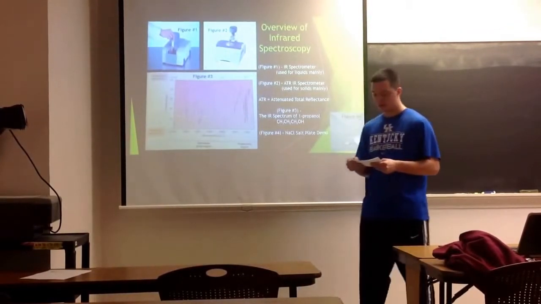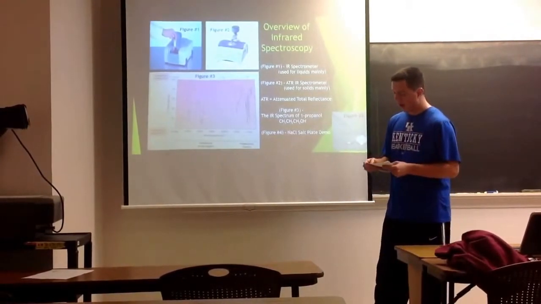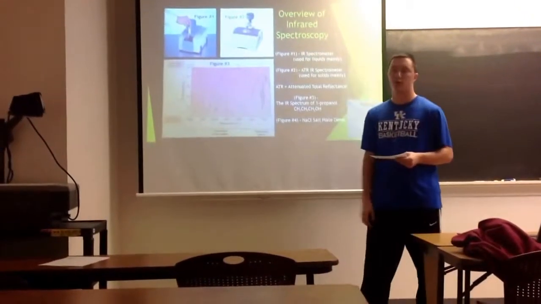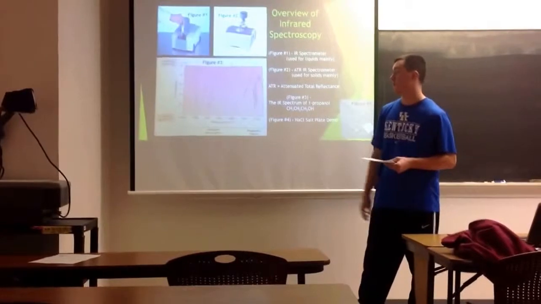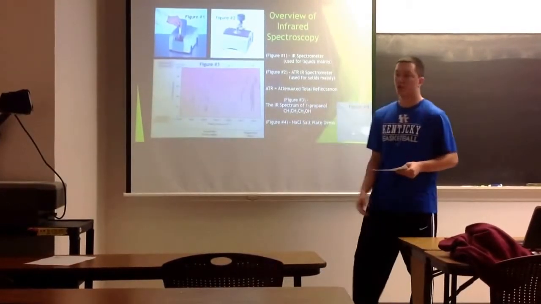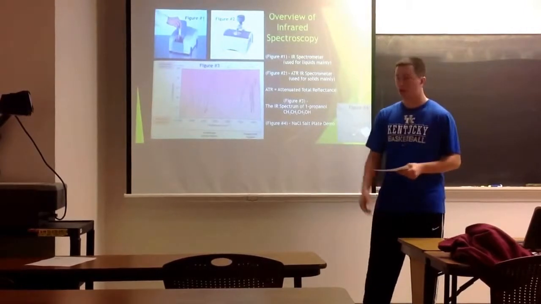Our spectrum displays these results, and of course on the graph, down here on your horizontal axis is your wave number, which is indicated in reciprocal centimeters, and your vertical axis is going to be percent transmittance, which is just relative to your absorbance.